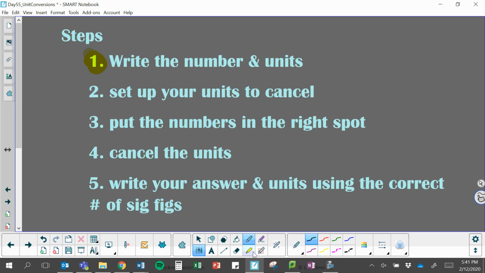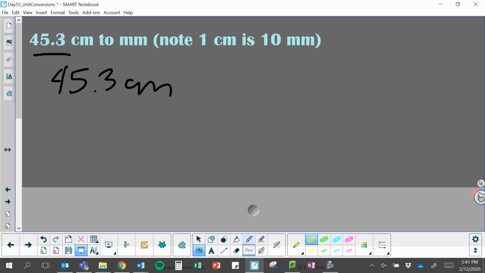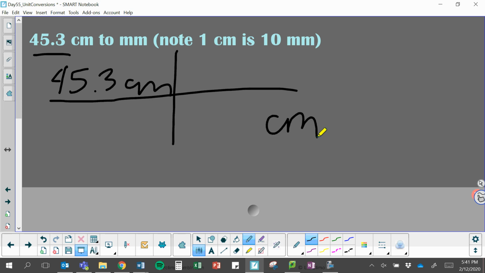Okay, so now we are ready for our second step, to set up your units to cancel. If we remember from math class, in order to cancel things, we have to have it on the top and the bottom so that they can cancel from our fraction. So we want centimeters to cancel because we don't want it anymore. So we're going to put centimeters down here so that it can cancel. That means at the top, we have to put our millimeters, which is what we want to go to. And that is our second step.